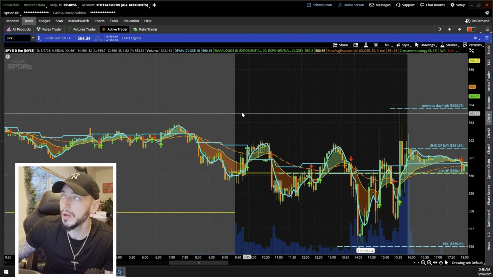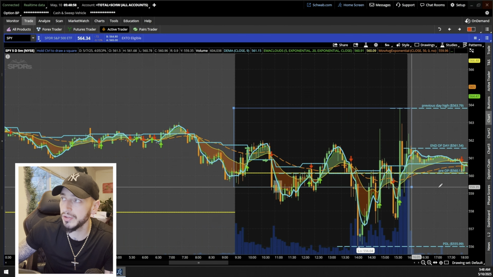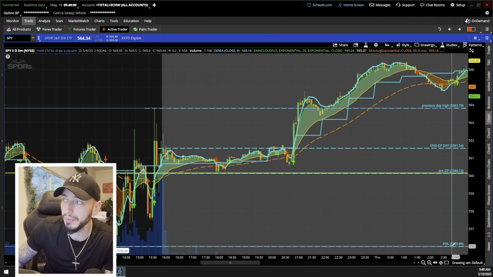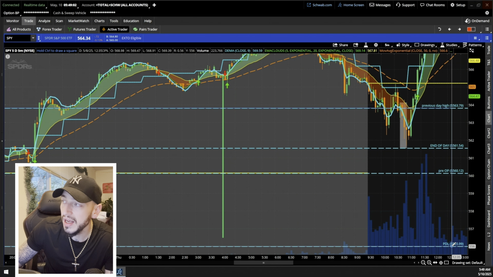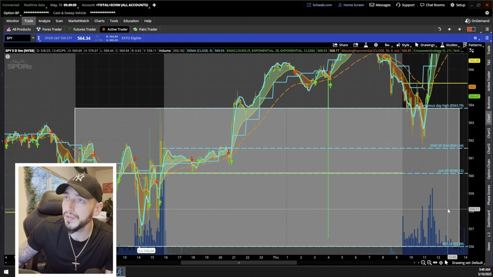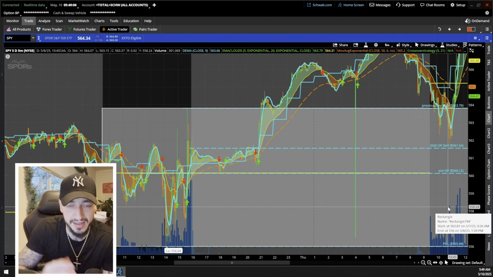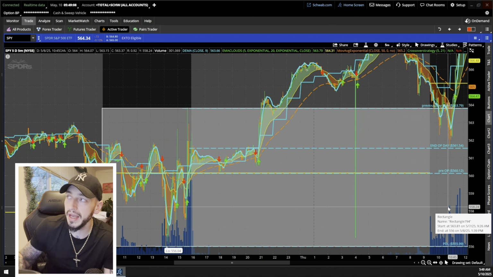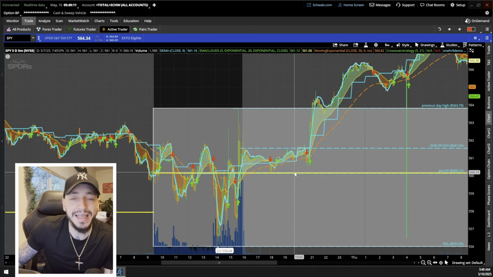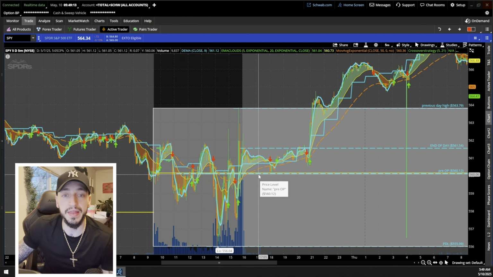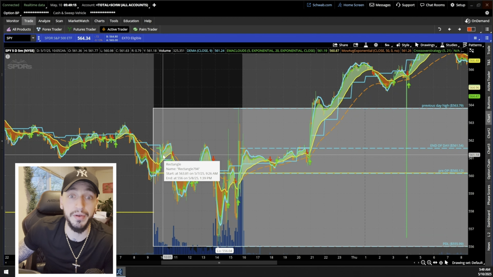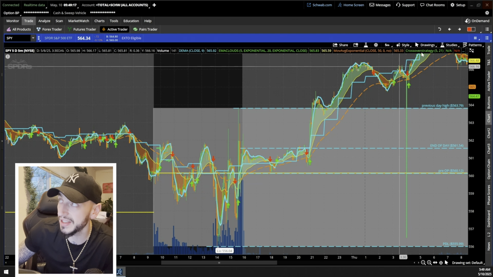So if I were to just take my cursor and draw a box around the previous day price action, once again, it's going to give you a little more context of what you're actually looking at. We need to spot what the banks are doing. Therefore, we must learn where they're at and why they're making the decisions that they are.